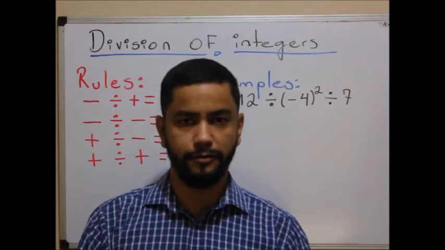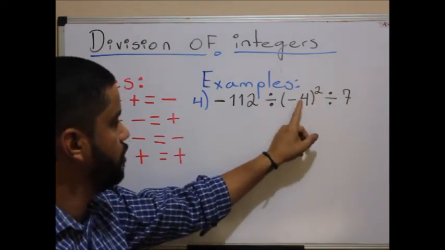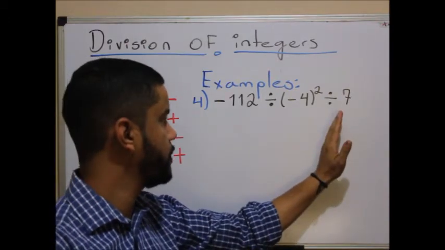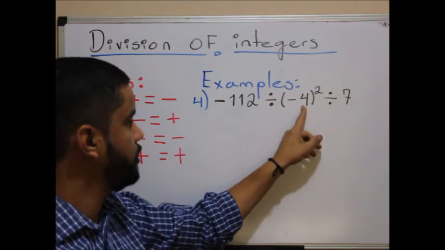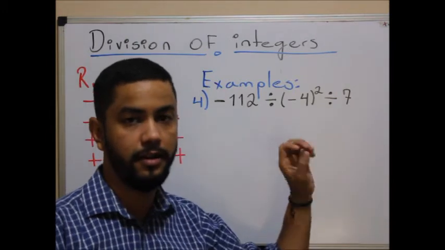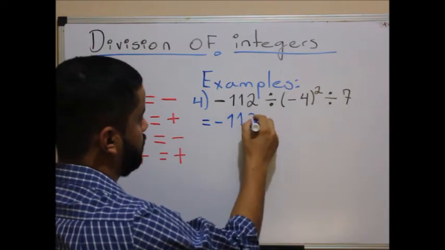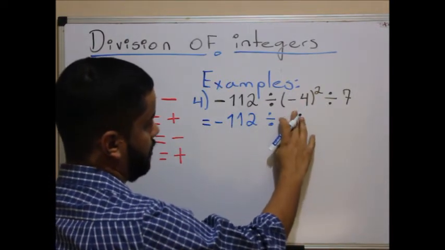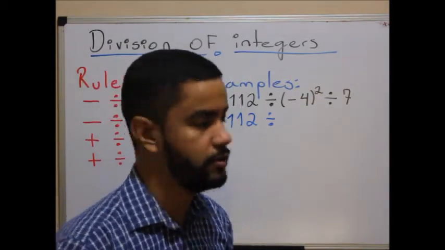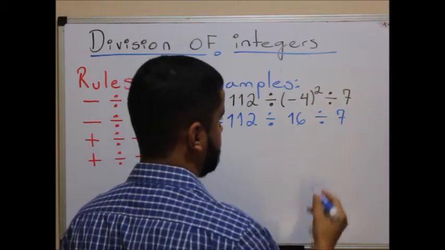Let's solve the example number 4. We're having there negative 112 divided by the square of negative 4 divided by 7. So we're going to start working from left to the right, and our first operation will be changing this square into its solution. So this will be equal to negative 112 divided by negative 4 to the square, which is negative 4 times negative 4, so will be 16. This will be divided by 7.